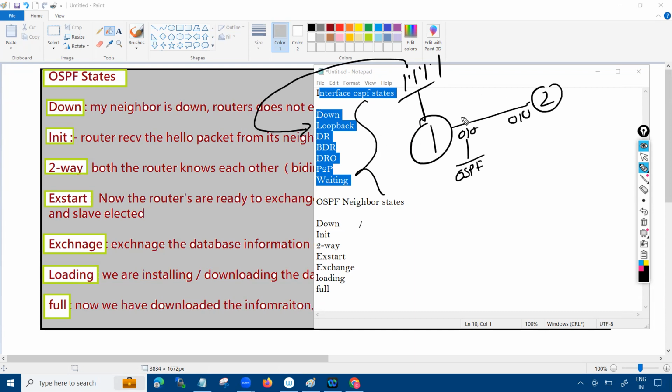Of course, if the interface is down, then it is in the down state. If the interface is the DR, it is in the DR state. If the interface is the BDR, it is in the BDR state. If there is no DR or BDR, of course it will be DROther. If you change the network to point-to-point, it will be in the point-to-point state. And initially it will go to the waiting state if the network is broadcast or non-broadcast. All good, guys? Does anyone have questions?